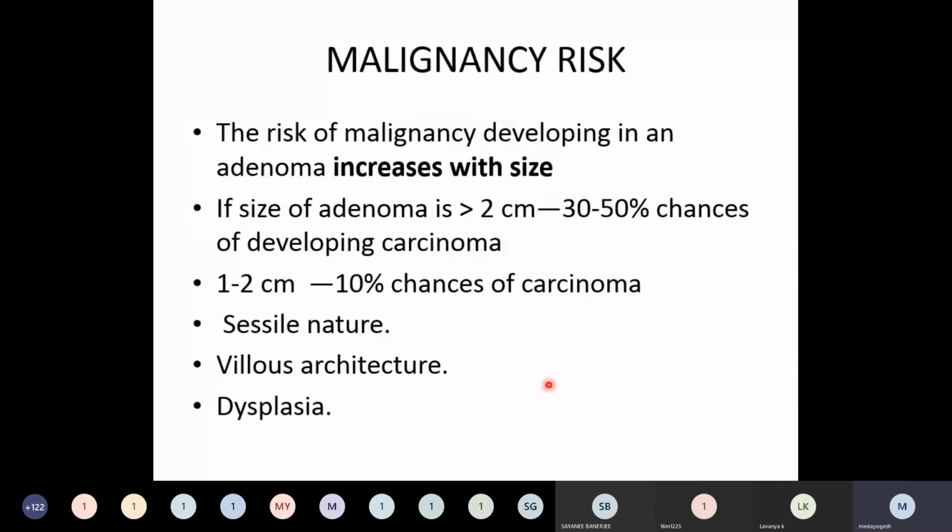So the higher the size, the higher the chances of these polyps turning into malignancy. If the polyp is sessile compared to a pedunculated one, the chances of malignancy are high. And as I already told you, villous polyps compared to tubulovillous and tubular polyps have a higher predisposition. And if we take a biopsy from the polyp and find dysplasia, especially moderate and severe dysplasia, these polyps are more susceptible to the occurrence of malignancy. Hence, the polypectomy has to be complete.